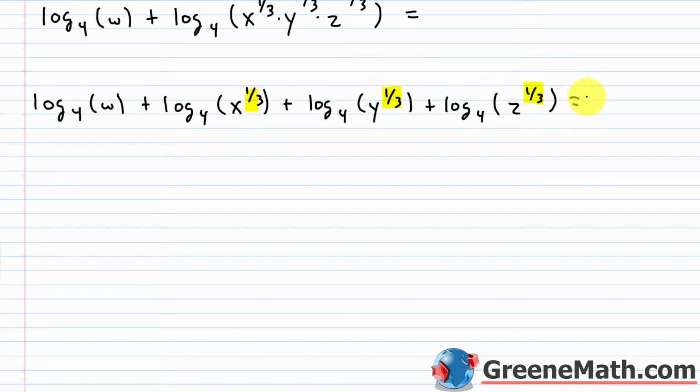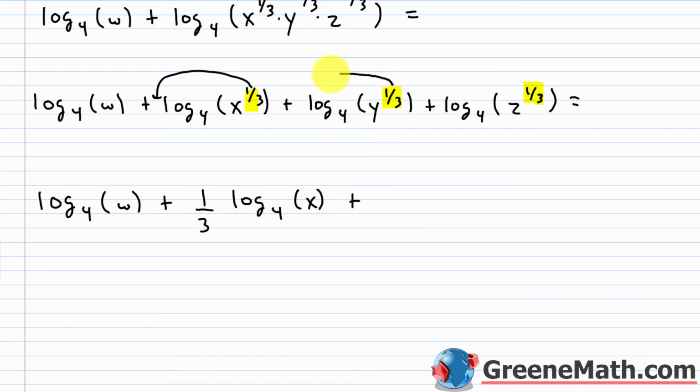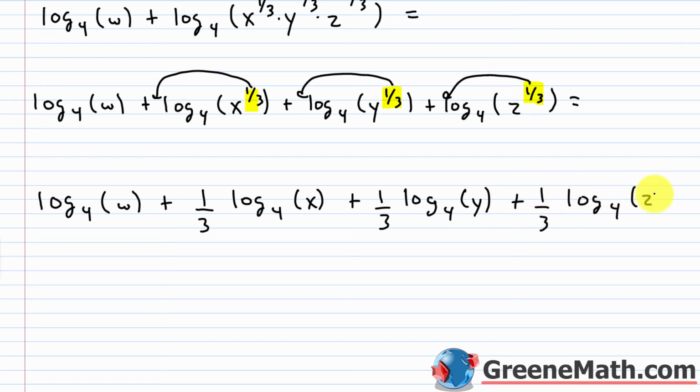So what I'm going to do is I'm going to say this is log base 4 of w plus, this guy's going to come down, so we'll say 1/3 times log base 4 of x plus, this guy's going to come down, so 1/3 times log base 4 of y, then plus, this guy's going to come down, so I'm going to say 1/3 times log base 4 of z. So my answer here is log base 4 of w plus 1/3 log base 4 of x plus 1/3 log base 4 of y plus 1/3 log base 4 of z.